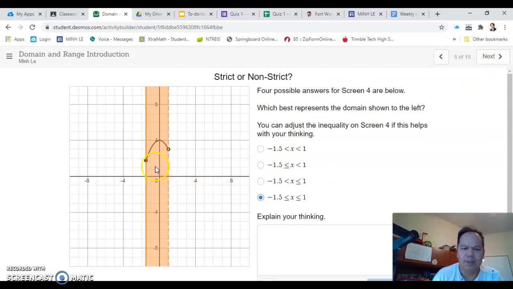So which one is the inequality for this? On the left is the solid, so I know it's either 2 or 4. And on the right is open. The last one is wrong, so it has to have the less than only, so I choose the second one.